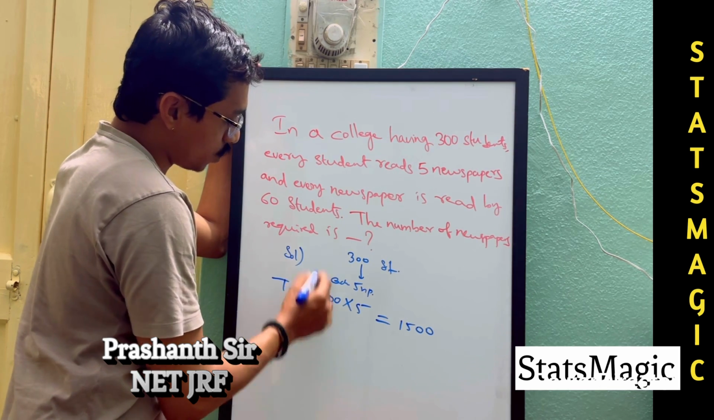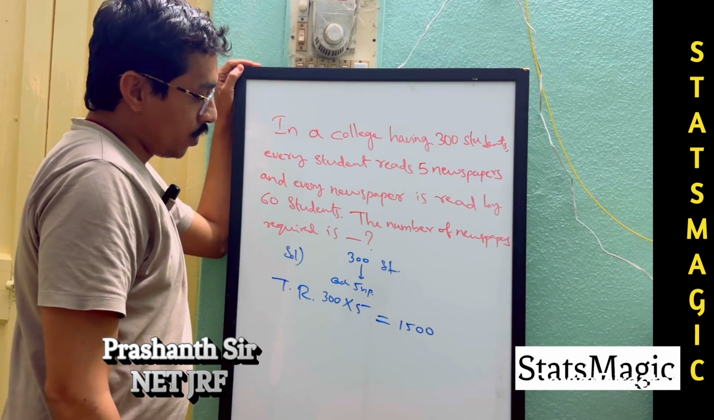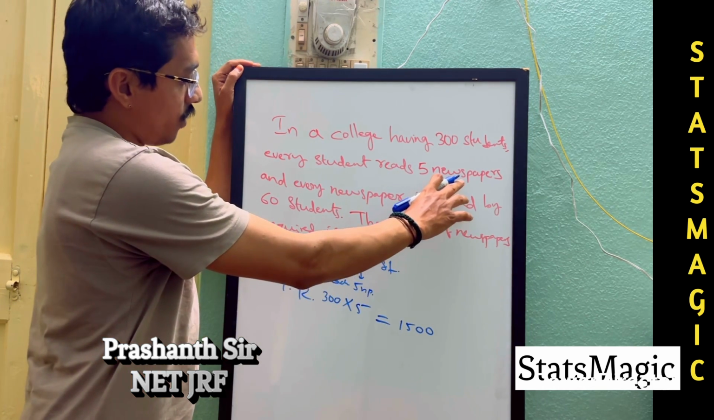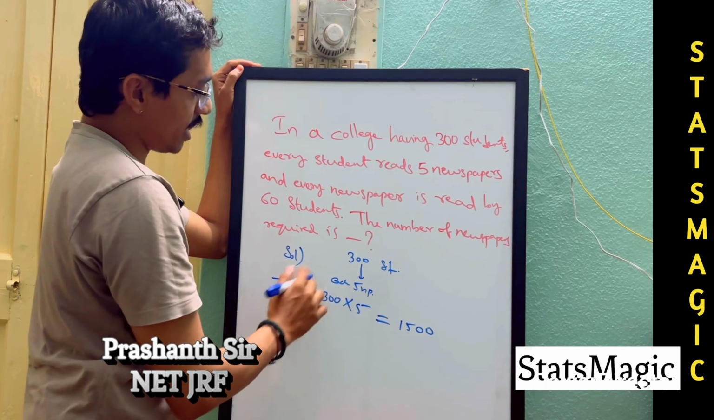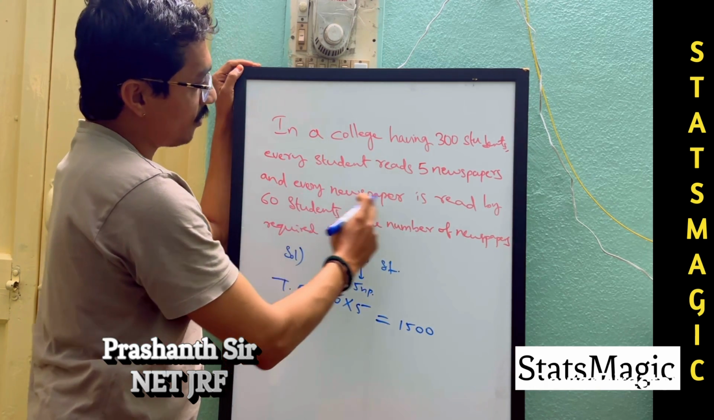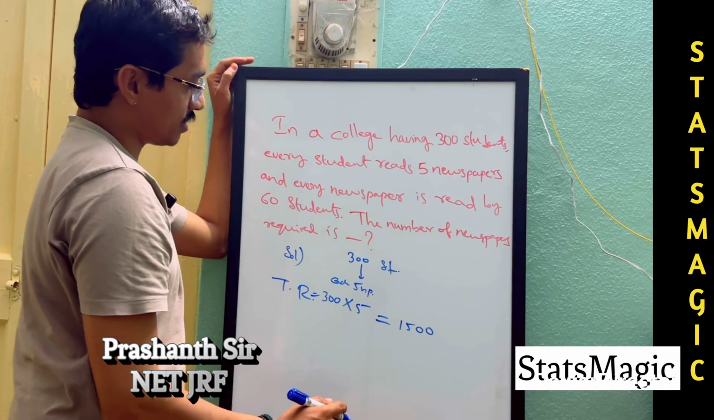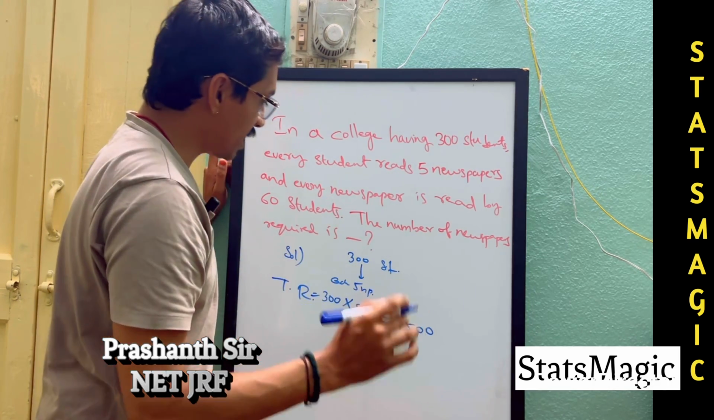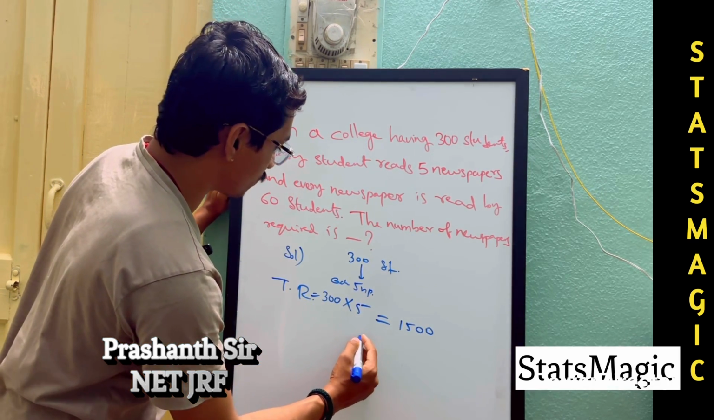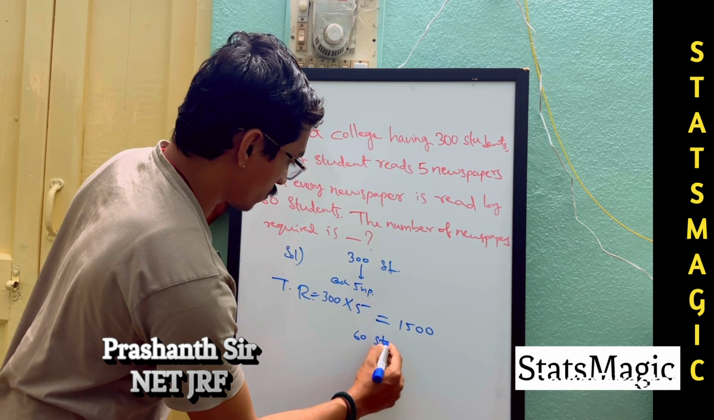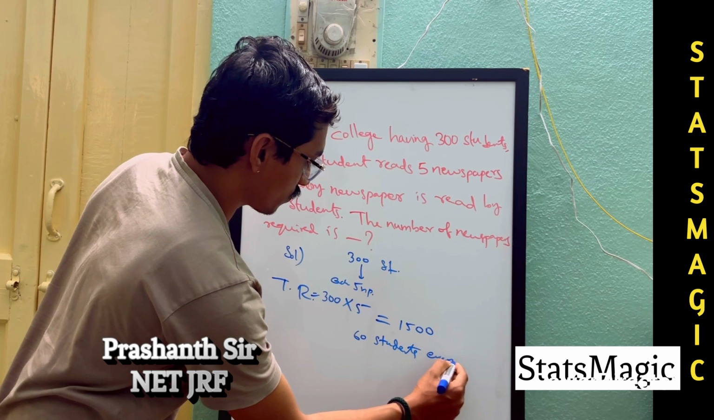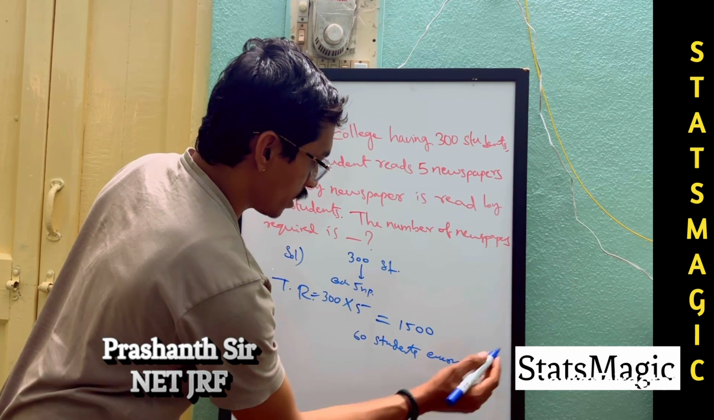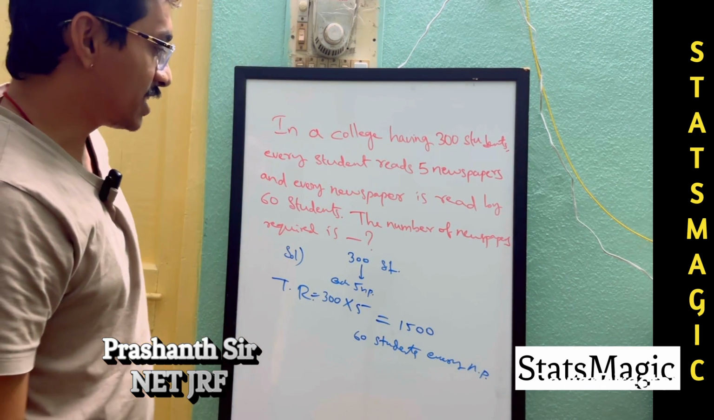Let's say TR, total readings. Now what else is given? 300 is given, 5 is given, 300 into 5 is 1500, so TR is equal to 1500. Next, every newspaper is read by 60 students. Each and every newspaper is read by 60 students.